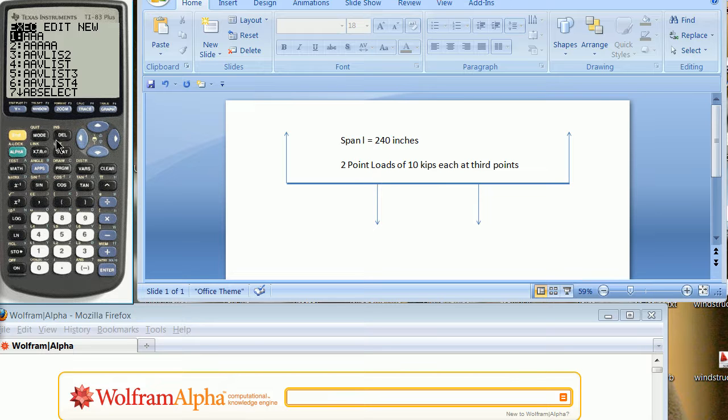How does that look when you put it in the calculator? Using VList 2, VList 3, and VList 4, they need to be used in succession. And then also the A beam select for determining a required moment of inertia. Well, let's take a look at this.